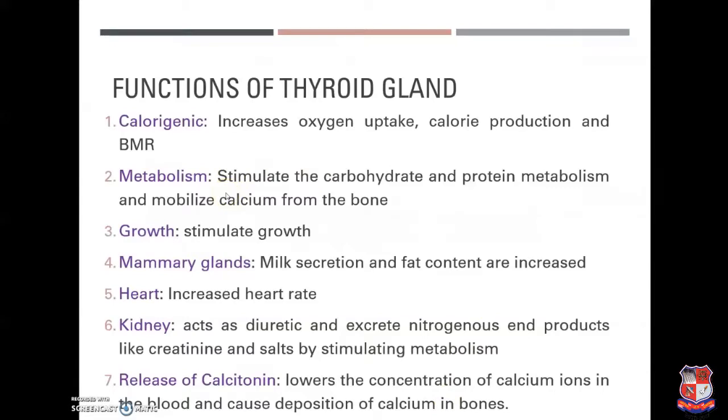Functions of the thyroid gland. It causes an increase in oxygen uptake, calorie production and BMR, so it also acts as a calorigenic. It helps to stimulate carbohydrate and protein metabolism and mobilize calcium from the bone, stimulates growth, milk secretion and fat content are increased in the mammary glands, causes increased heart rate, and also acts as a diuretic and excretes excess nitrogenous end products like creatinine and salts by stimulating the metabolism process.